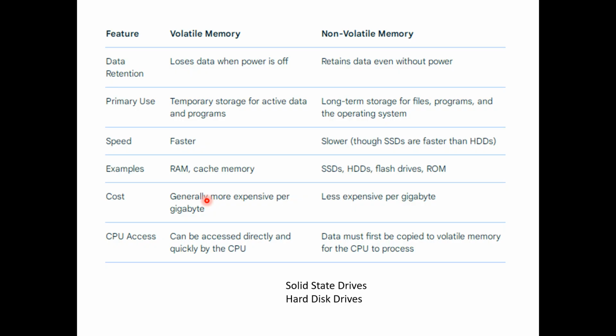Again, as a revision: in volatile memory, once the power is switched off, the data is erased, but in non-volatile memory, once the power is switched off, the data is not lost and we can easily get it back. As for primary uses, volatile memory is temporary storage for active data and programs, while non-volatile memory stores files and programs. Important files should be stored in non-volatile memory.